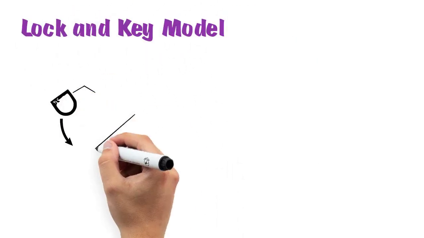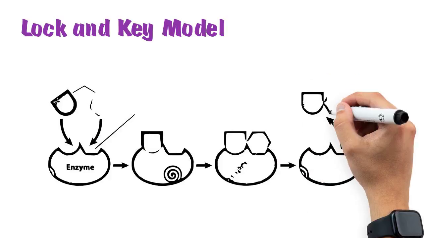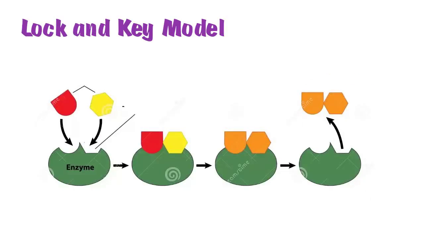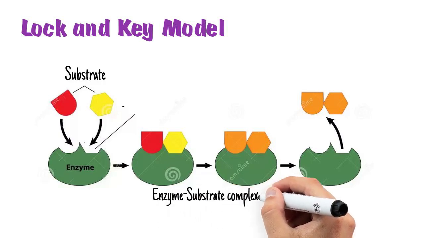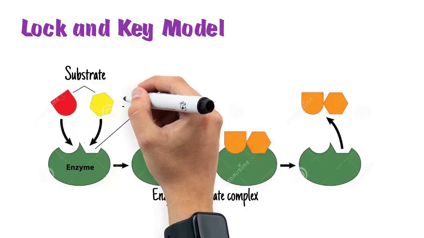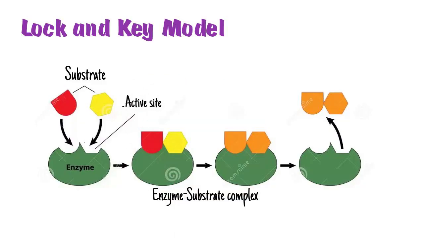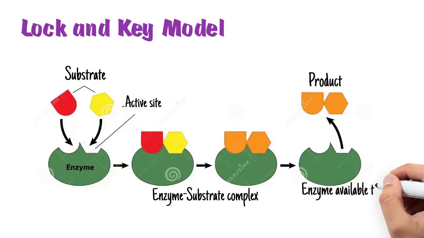Let's take a look at a slightly different example of an enzyme's lock and key reaction. Here, 2 substrate molecules act as keys. Their shapes fit or are complementary with the active site of the enzyme. An enzyme-substrate complex is formed. After some time, a single product is formed and the enzyme is available to receive another substrate.